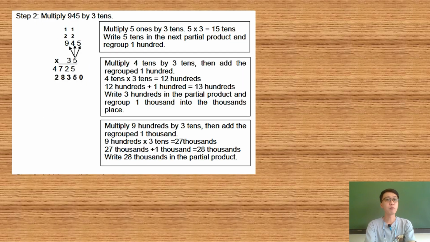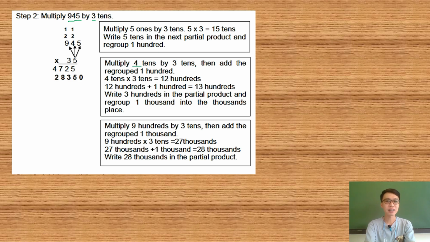Step 2. Multiply 945 by 3. Multiply the ones by 3 tenths. 5 times 3 is equal to 15 tenths. Write 5 tenths in the next partial product and regroup 100.